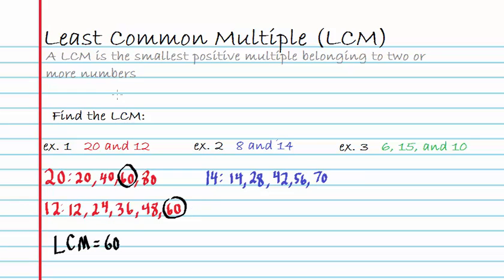Let's take a look at my smaller number. I'm going to list my multiples of 8. We have 8, 8 times 2 is 16, times 3 is 24, 8 times 4 is 32. I still haven't found a common multiple, so I have to keep going. Then we have 40, then 48, and then 56. Finally we have one that's in common. So 56 is the smallest multiple that's a part of both sets. The least common multiple for example 2 is 56.